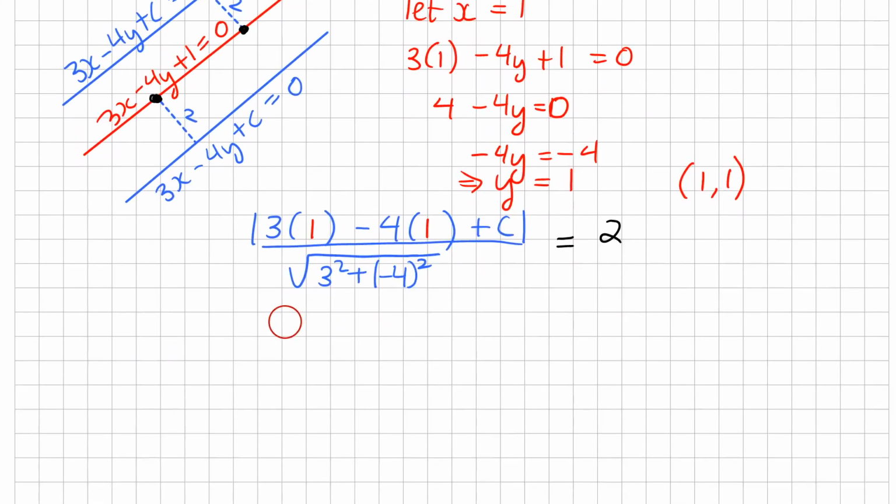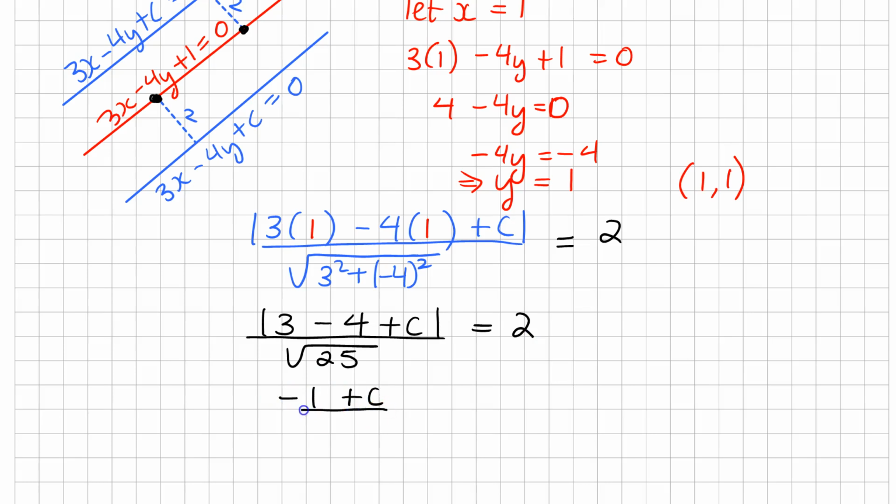So on top there I have 3 minus 4 plus c all over the square root of 9 plus 16, which is the square root of 25, which is equal to 2. So then I have minus 1 plus c, not forgetting my absolute values just yet. Now, on the bottom it's obviously the square root of 25, which is 5. So I'm going to put this equal to 10 here, multiplying the 5 up to give me 10.